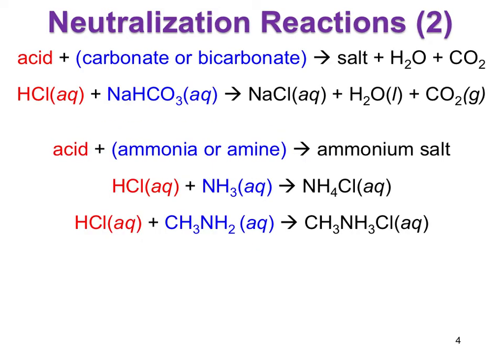A second type of neutralization reaction occurs when an acid reacts with a carbonate or a bicarbonate. The products of this reaction are salt, water, and carbon dioxide. A third type occurs when an acid reacts with either ammonia or an amine. This third type of reaction only produces an ammonium salt without any water.